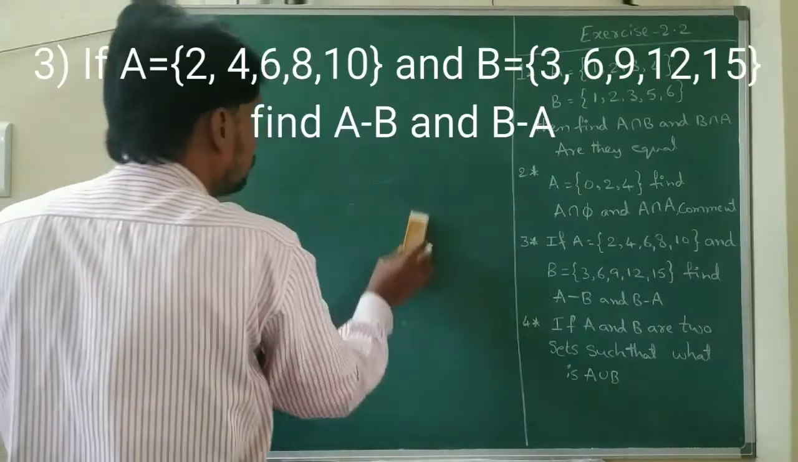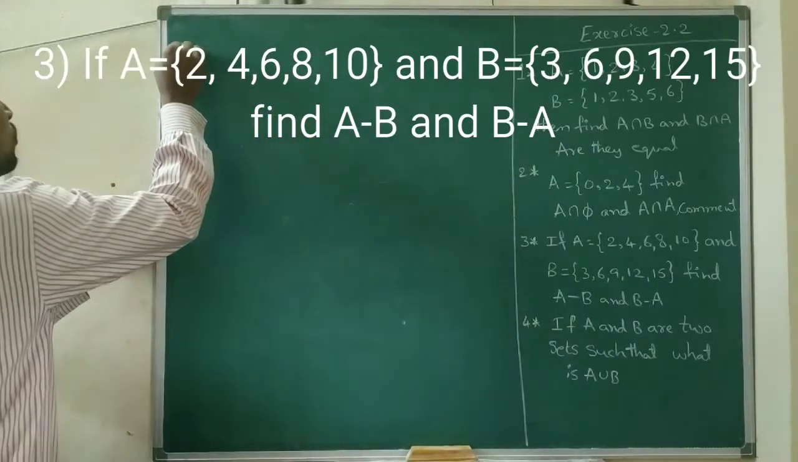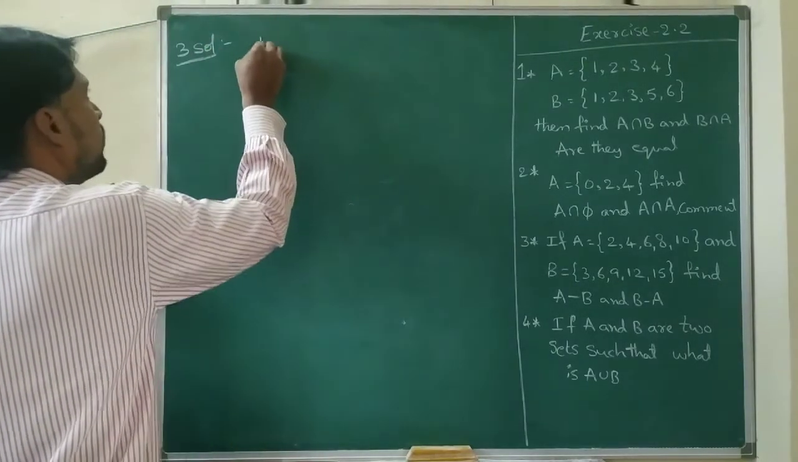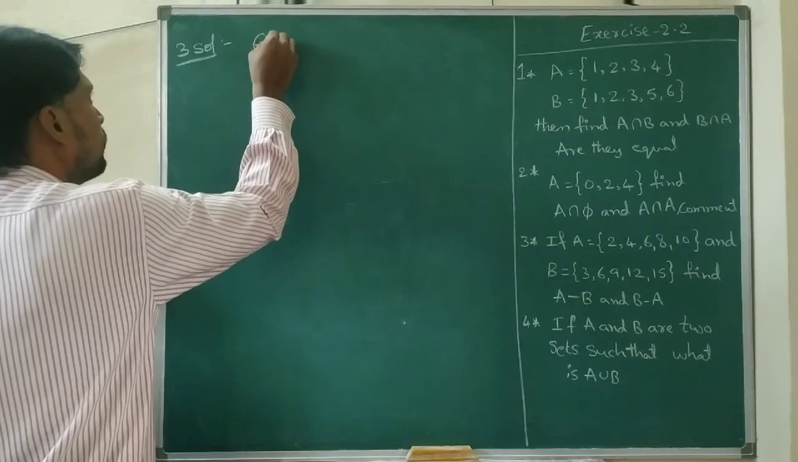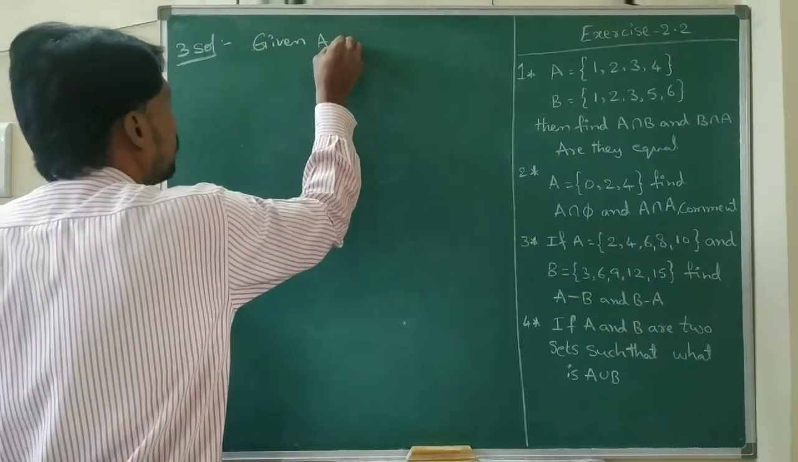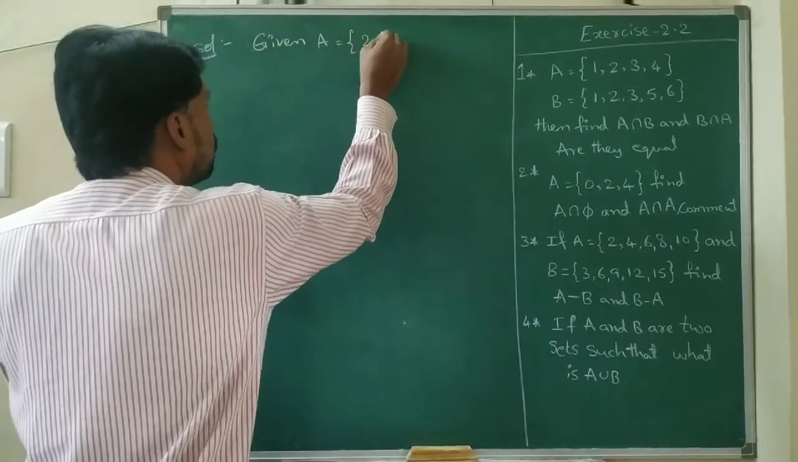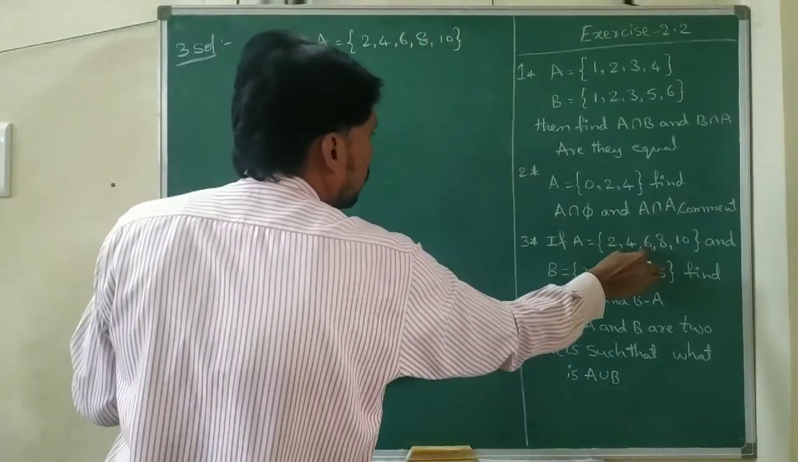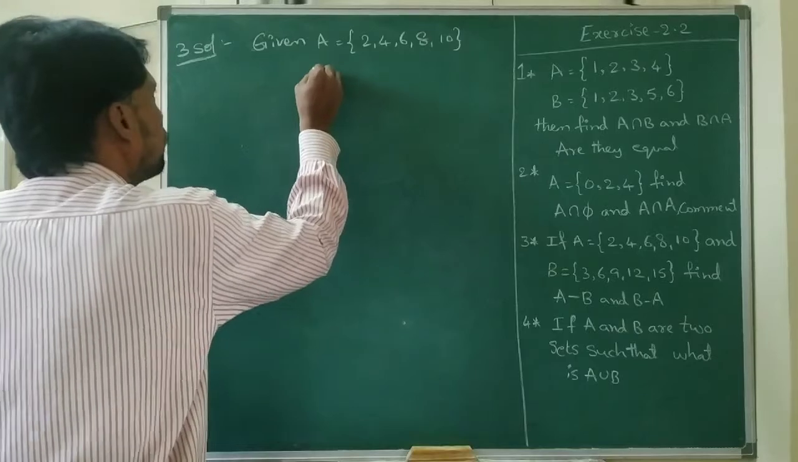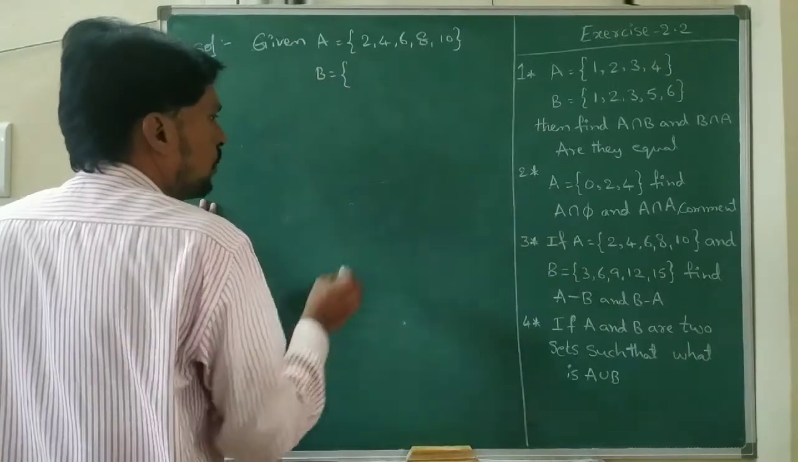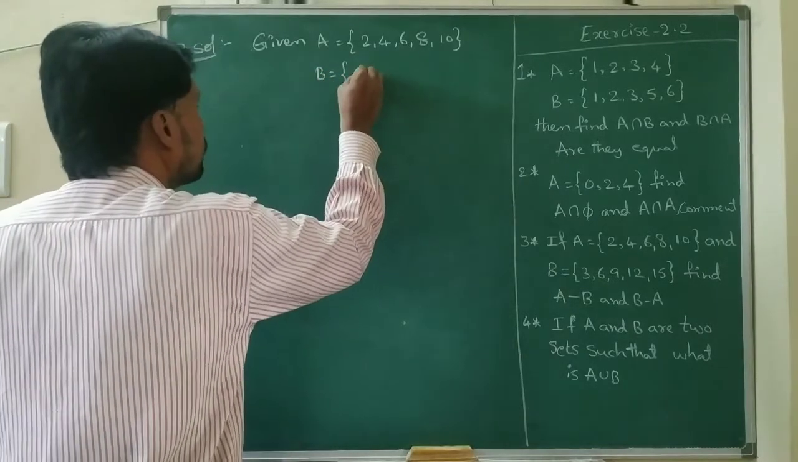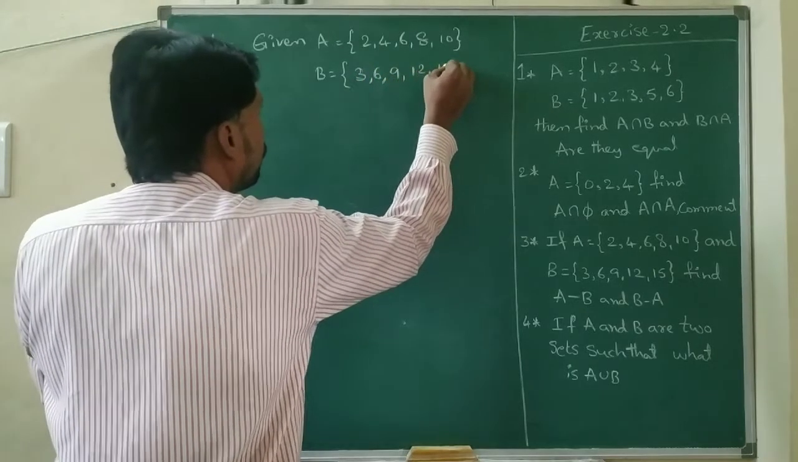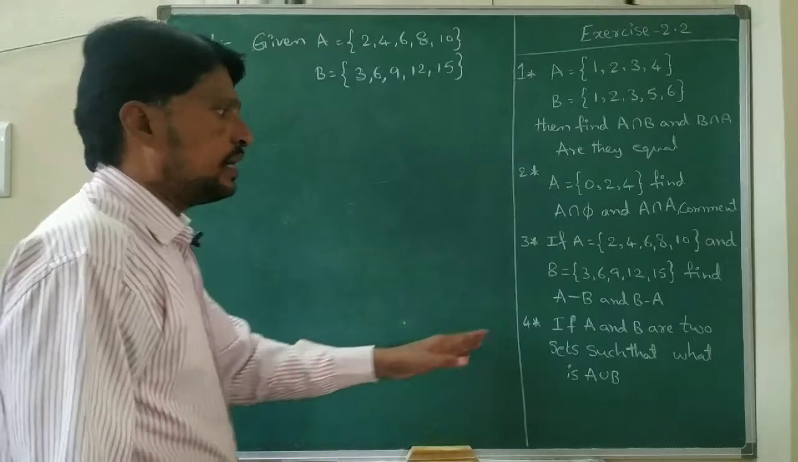So the third question, third solution. Given A equal 2, 4, 6, 8, 10, and B equal 3, 6, 9, 12, 15. Now what we need to find?